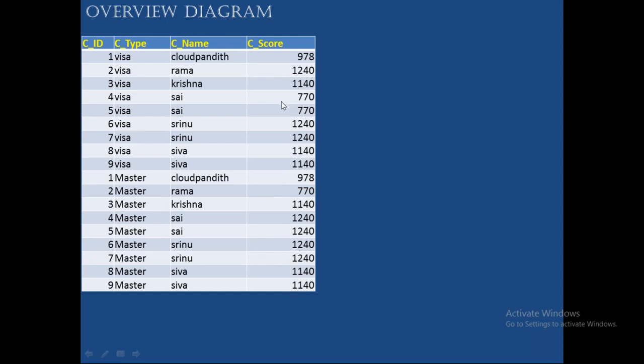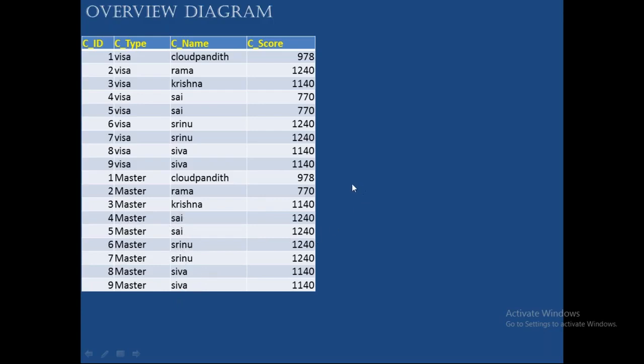But if you look at here, do we have any duplicate records? Yes, we have duplicate records. You see here, we have a duplicate record, next here, and here. See, Visa Srinu 1240, Visa Srinu 1240, Visa Sai 770, Visa Sai 770, Visa Siva 1140, Visa Siva 1140. In the same way, Master Sai 1240, Master Sai 1240. Here two duplicates, two duplicates, two duplicates.